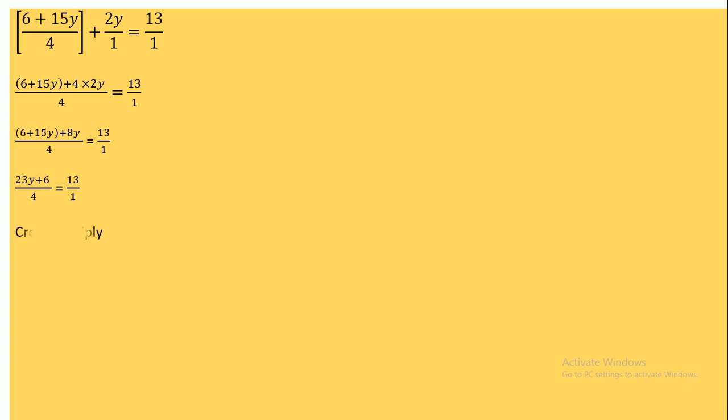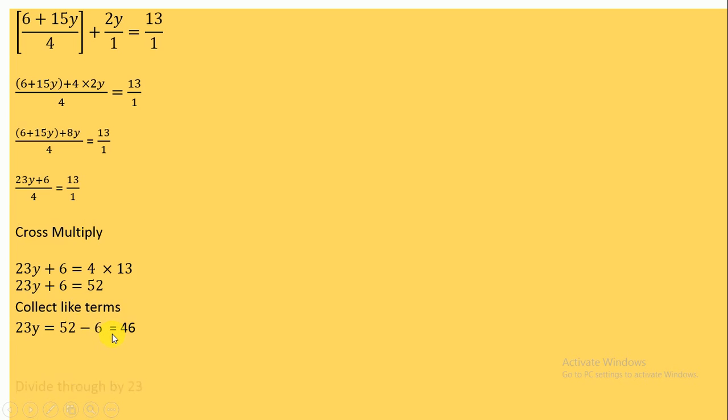And from there you can cross multiply, and by the time you cross multiply, you have 23y plus 6 equals 4 times 13. And doing that and collecting the like terms, you have 23y equals 52. This 6 goes to the other side of the equation. By the time you collect the like terms, 52 minus 6 will give us 46.